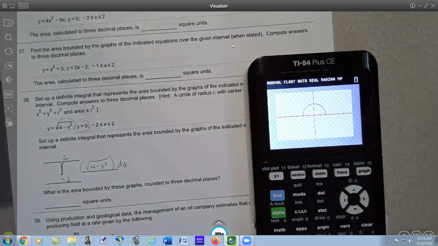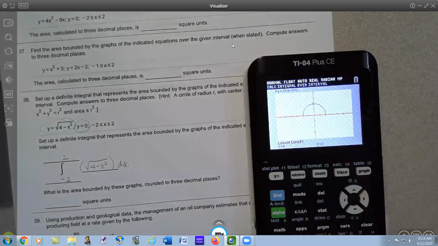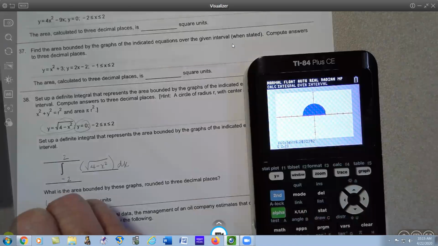But the thing here is we had one similar to this, I think on Monday, and I think Derek asked it. What is the area bounded by these graphs rounded to 3 decimal places? I would do it via calculator. Okay. So since it's already there, let me do second, number 7, lower limit -2, upper limit 2.